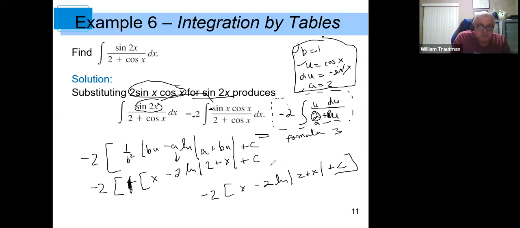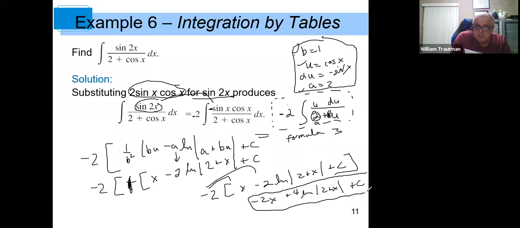And I'm happy with that. They might want you to distribute that. If they do, it would be negative 2x plus 4 natural log of 2 plus x plus c. And that's what I get. Let's see what the book gets.